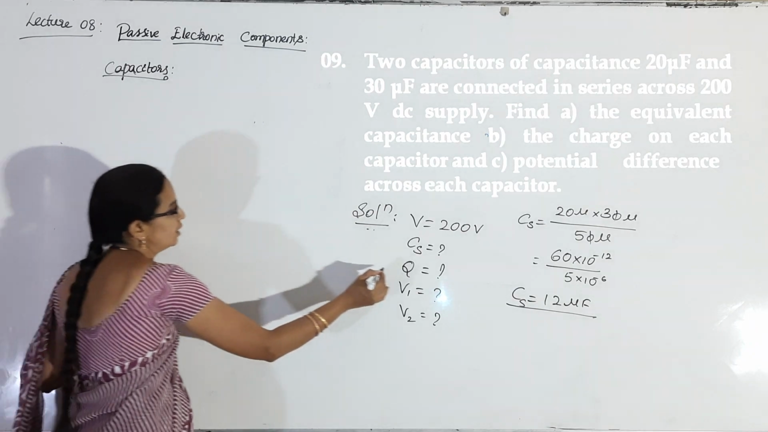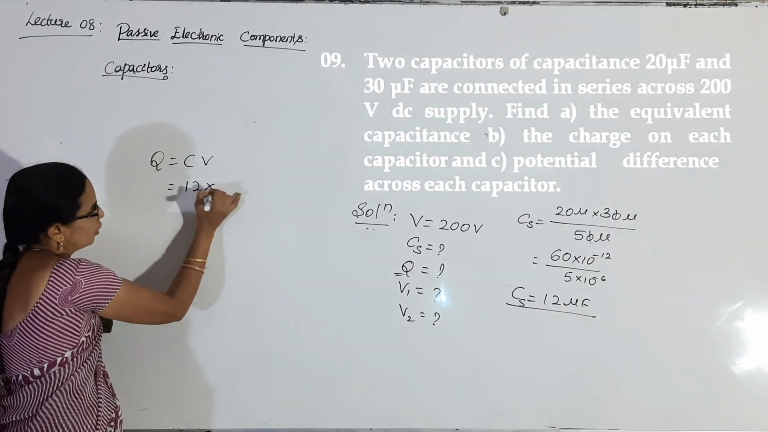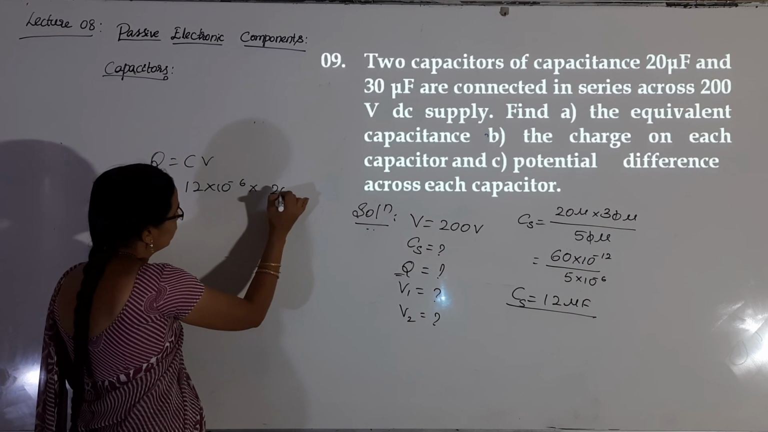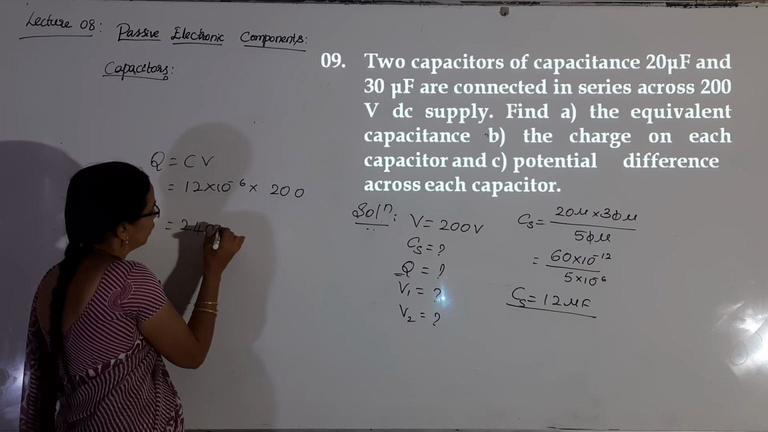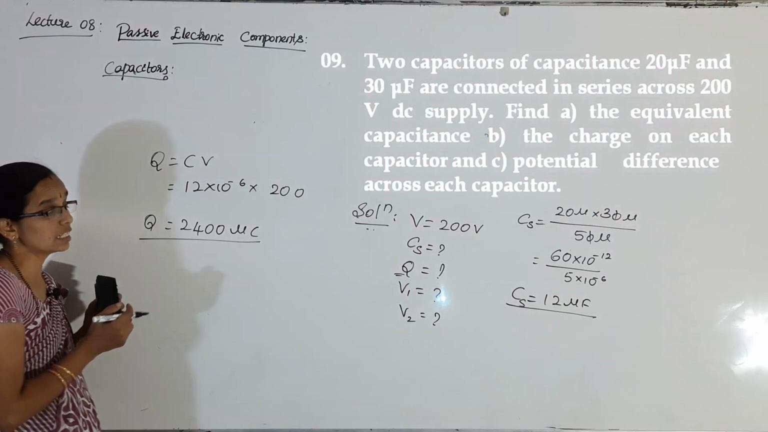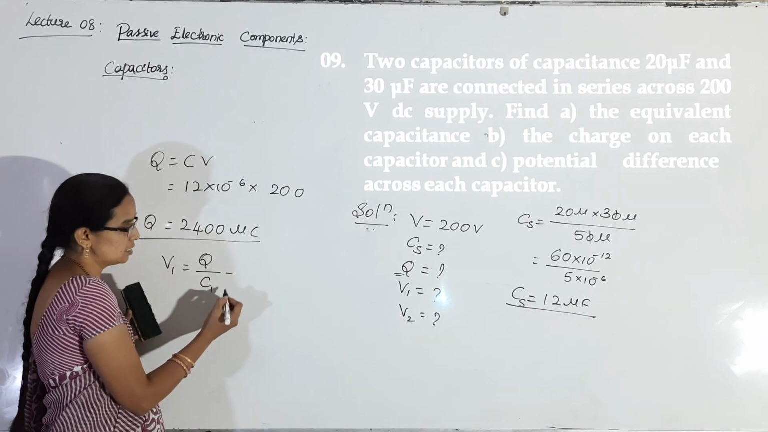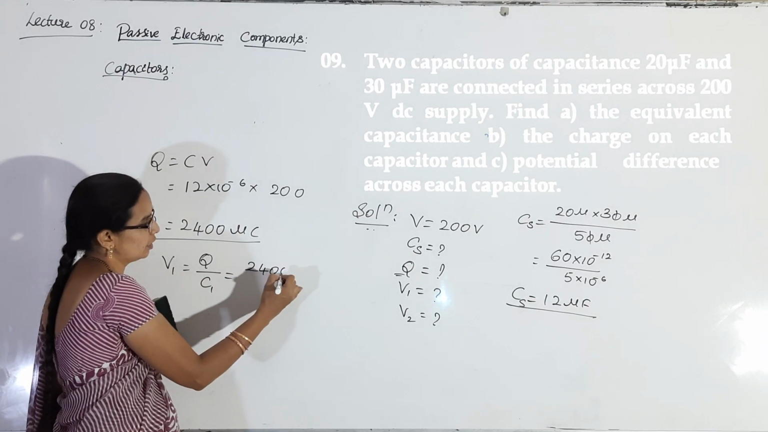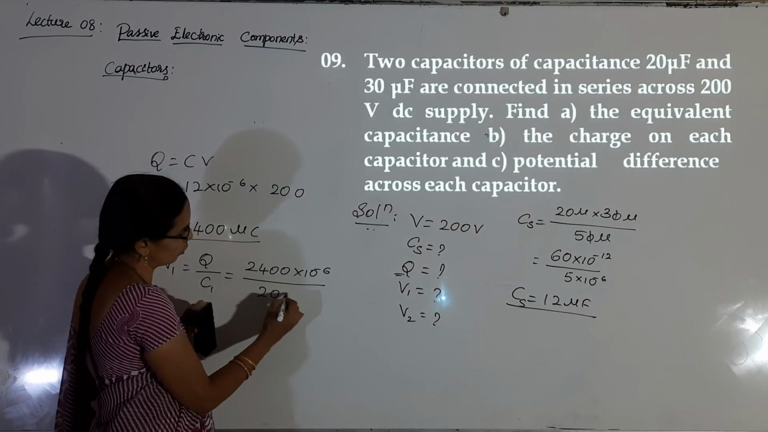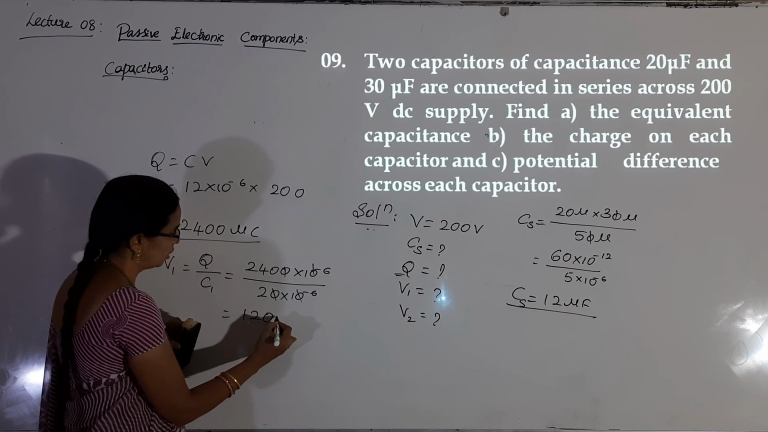So to calculate charge, Q is equal to CV. C is 12 micro, that is 12 into 10 to the power of minus 6 into V is 200 volt, so 2400 microcoulomb is the total charge on each capacitor. So V1 is equal to Q by C1, that is Q is 2400 micro divided by C1 is 20 micro. So 120 volts.